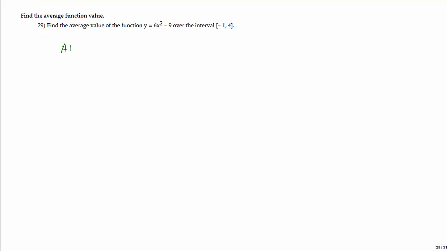So our average function value is going to be 1 over b minus a, and then the definite integral evaluated from a to b of our function f of t dt. A and b are going to be your endpoints in your closed interval, and f of t is our function. So my average function value for this example is going to be 1 over 4 minus -1, and then I'll evaluate from -1 to 4 of my function 6x squared minus 9.